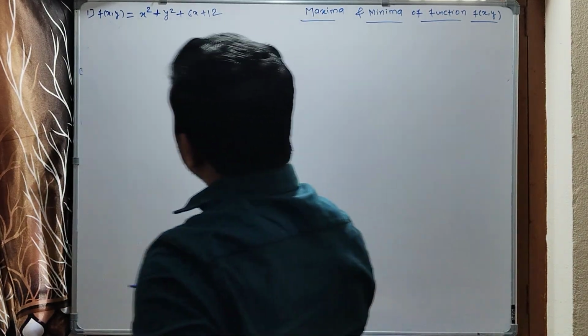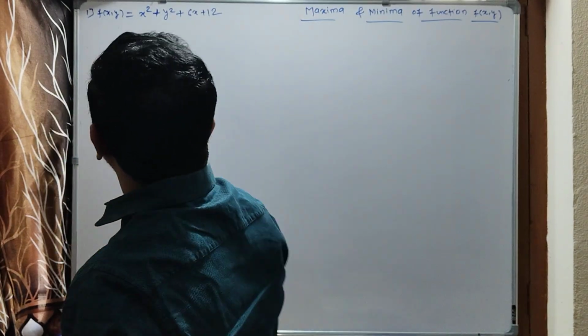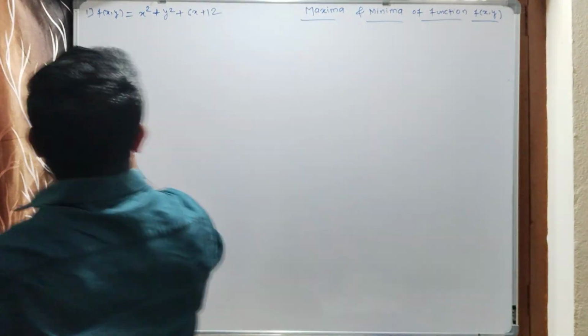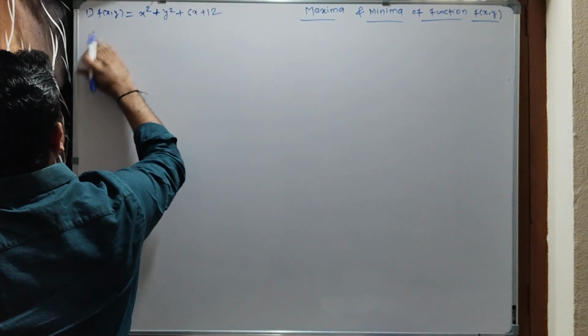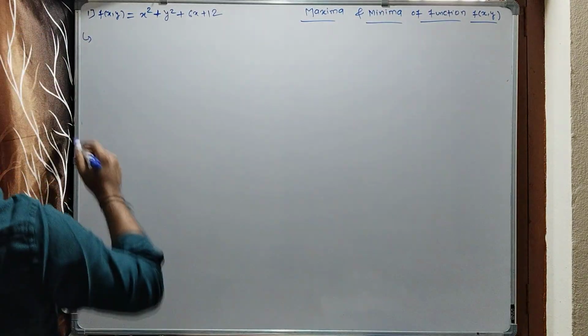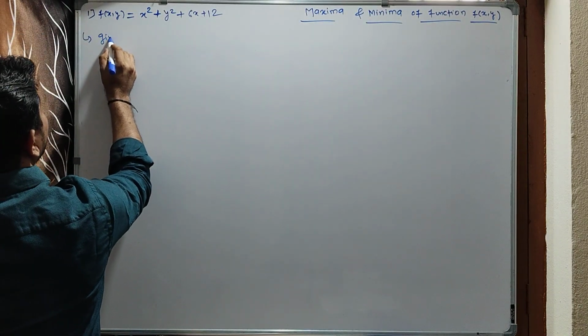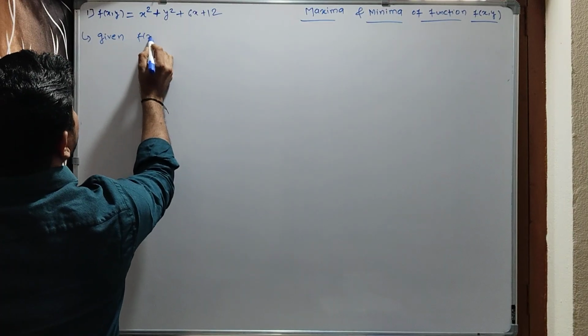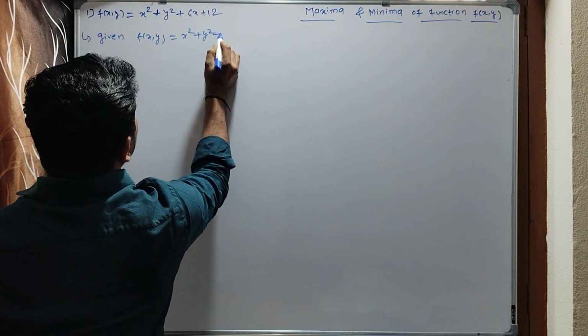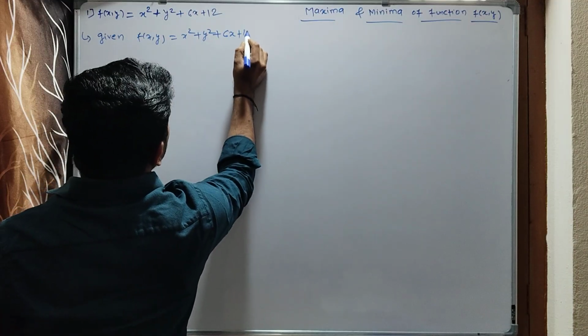Now, here the function is given: f of x comma y equals x square plus y square plus 6x plus 12. Discuss the maxima and minima of this function. Here we have a function in two variables.